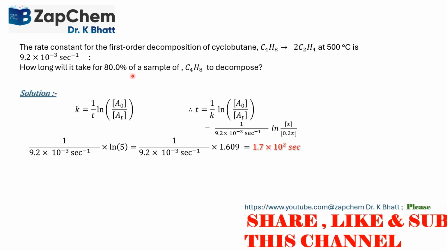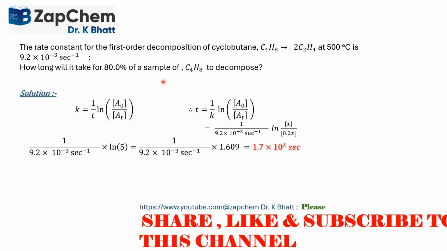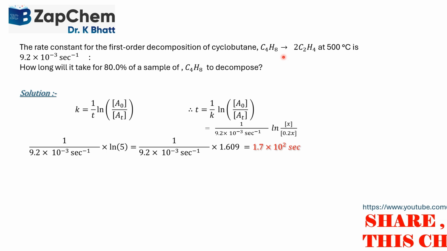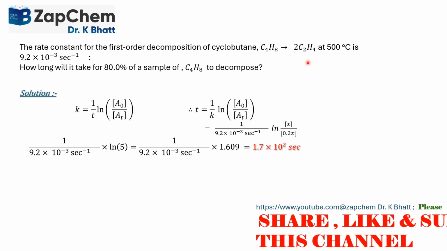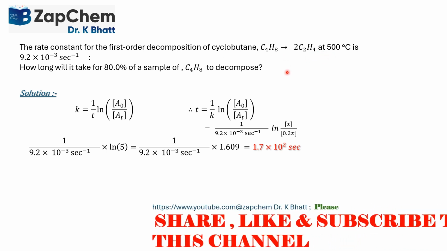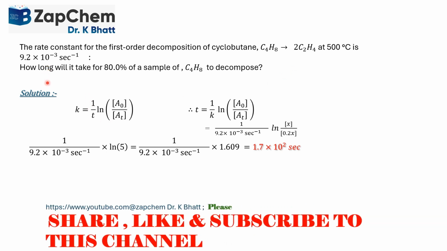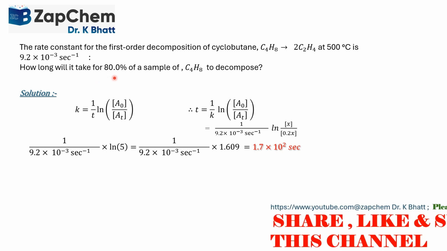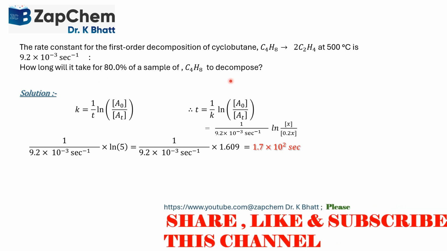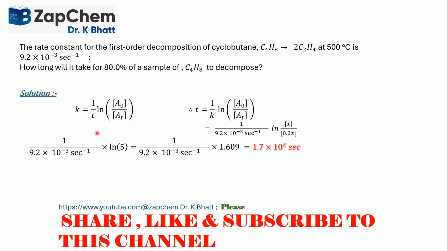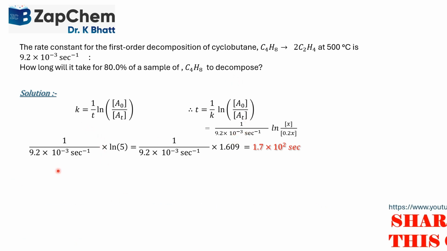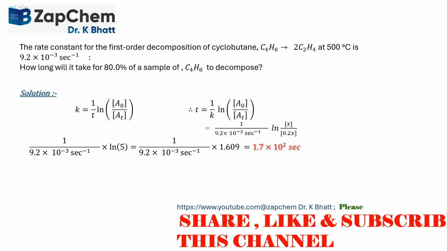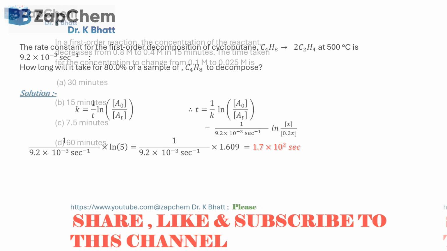The first question here is quite simple. The rate constant for the first order decomposition of C4H8, that is cyclobutane, into C2H4 at 500 degrees Celsius is given here, and we are asked what time will be required for 80% of the sample to decompose. Simply, we have to substitute the values as represented here, and you get the answer as 1.7 into 10 to the power 2 seconds.